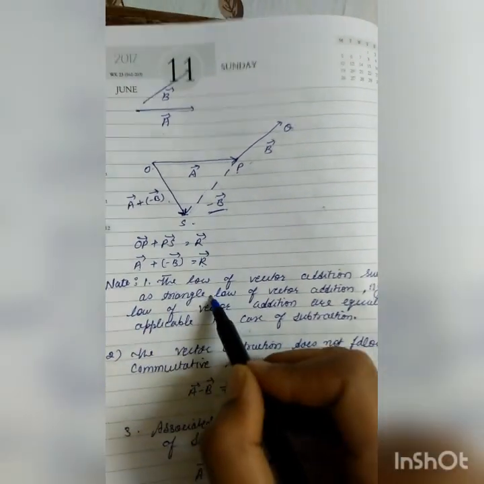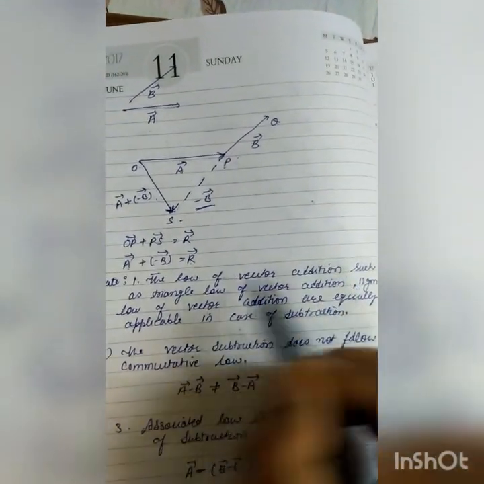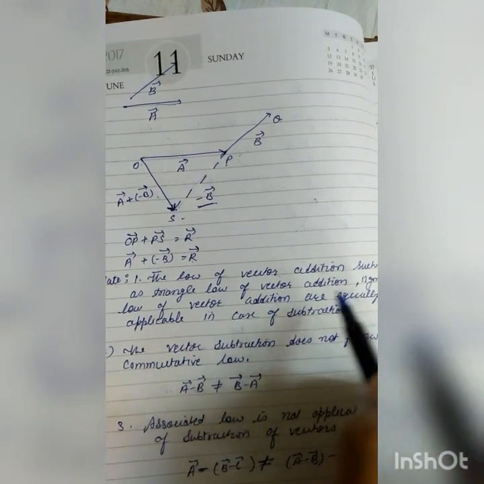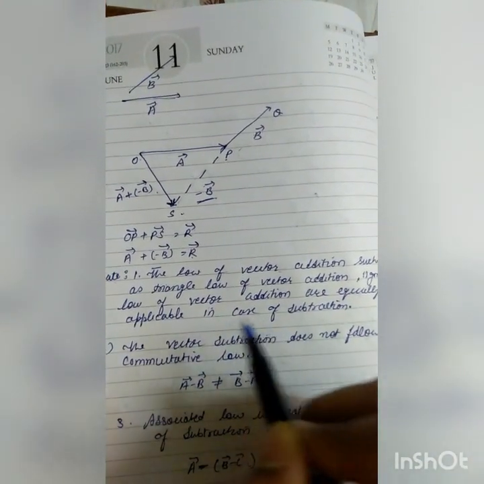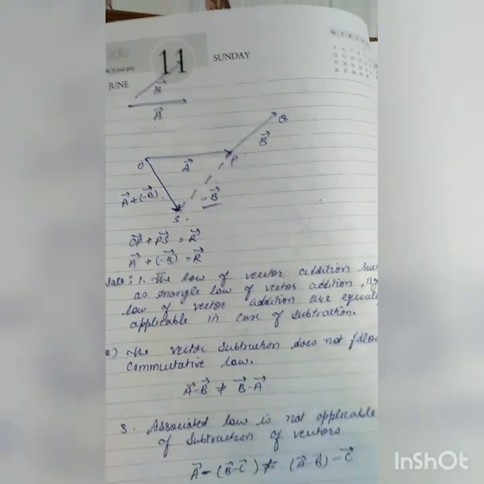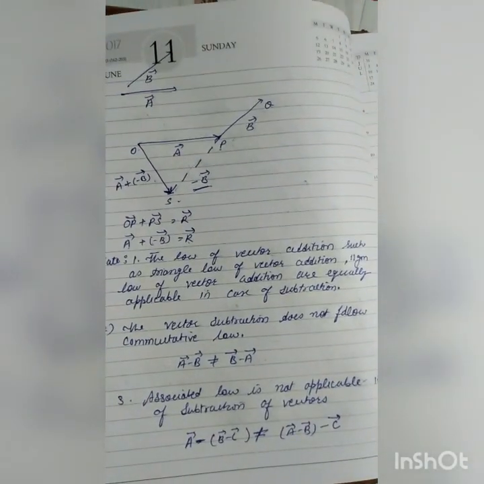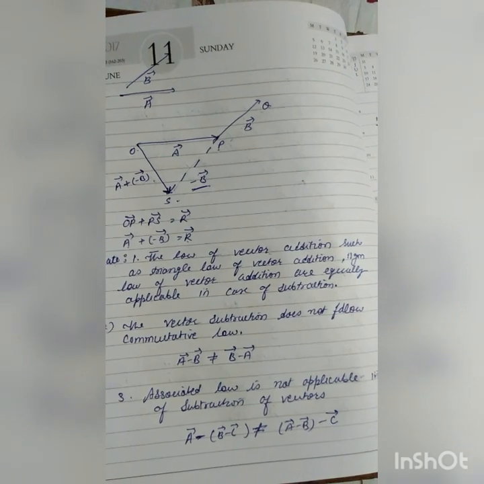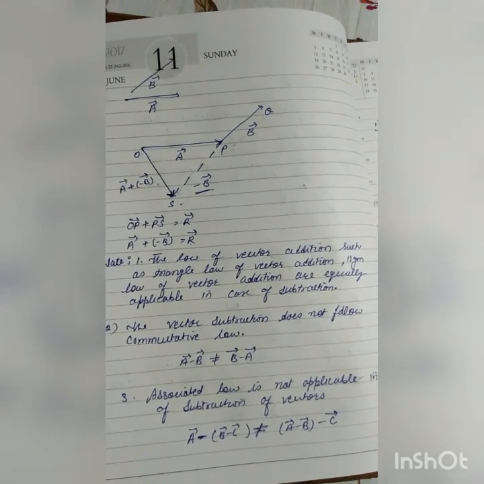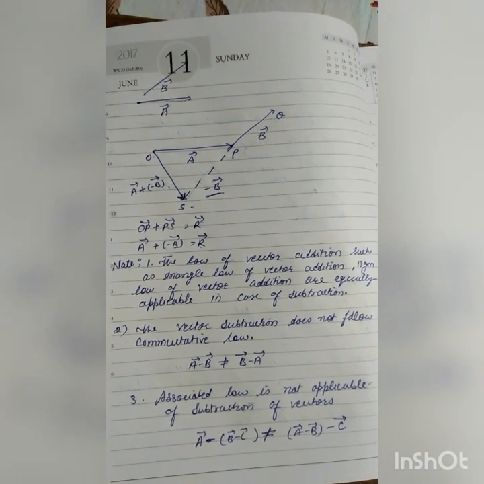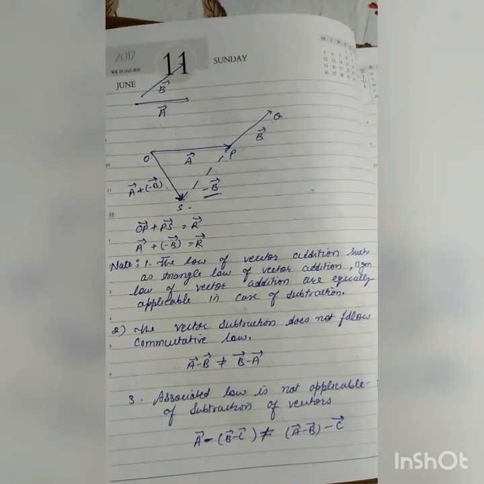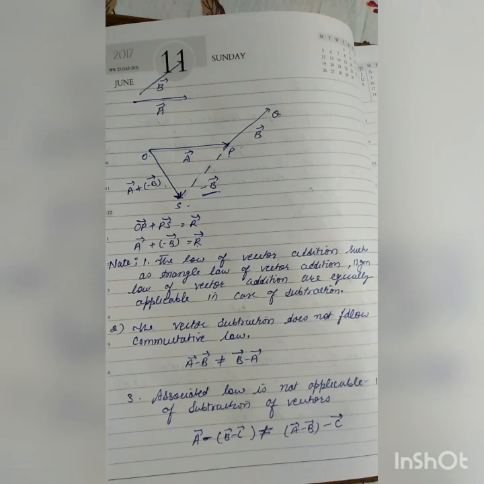Note, the laws of vector addition, such as the triangle law of vector addition and the parallelogram law of vector addition, are equally applicable in case of subtraction. Those rules which are applied in vector addition can also be applied in the subtraction of vectors, provided we reverse the direction of the vector.